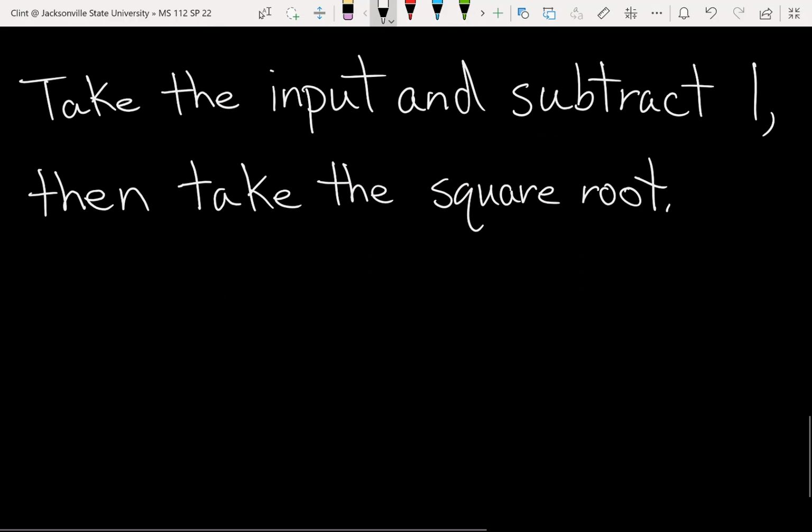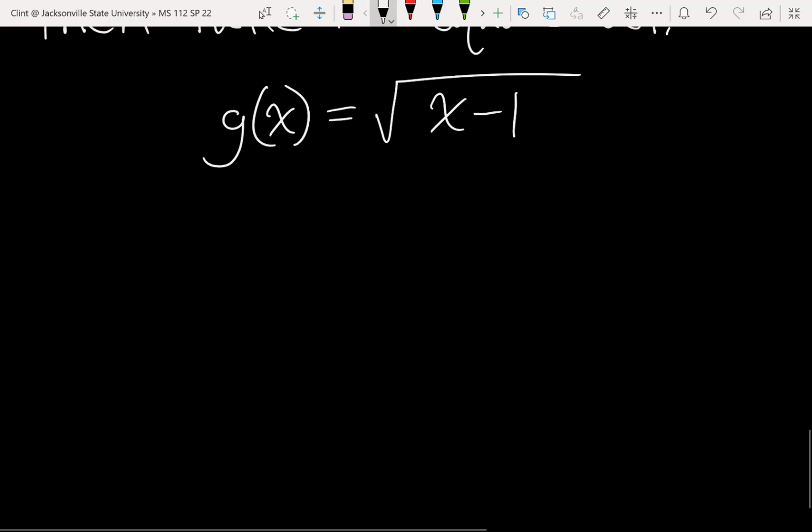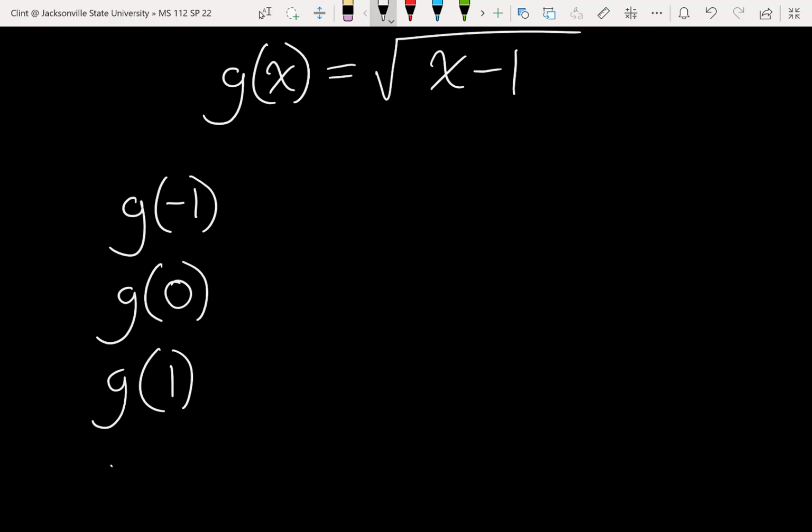Let's take that function. I want to write it down again. And then let's find some values. So maybe we can try -1, 0, 2. So let's see what happens when we try these.